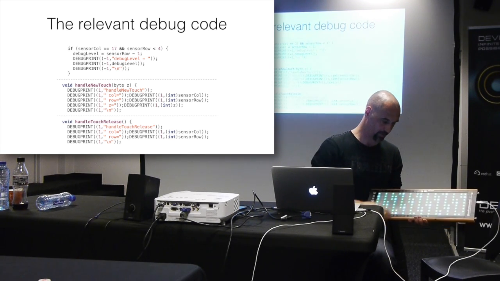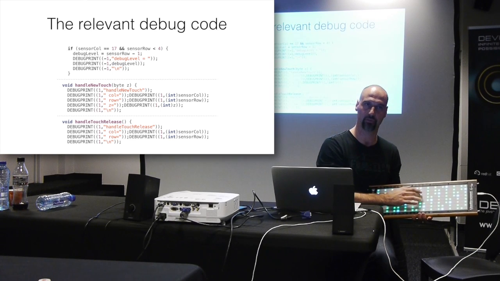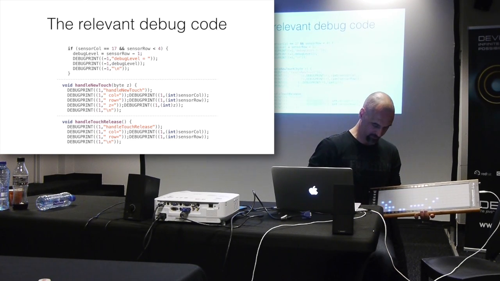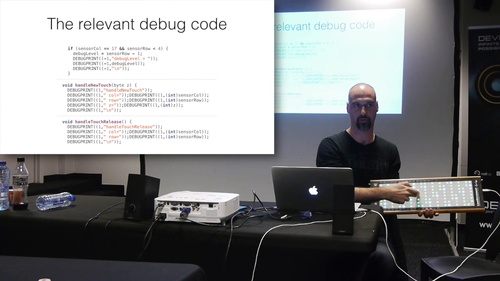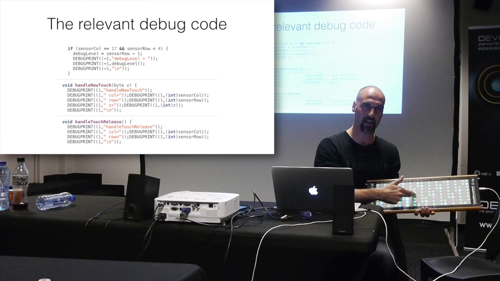So this is debug level -1. Nothing is going on. Nothing is being sent, right? Now I'm going to put it on the highest debug level. So now it's sending serial data, and you can see that the lights are flickering because it's doing other work. It cannot update the lights as fast as it used to.